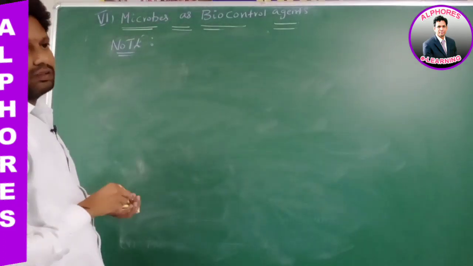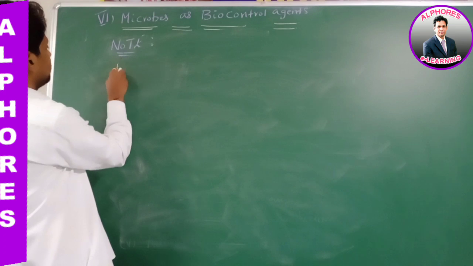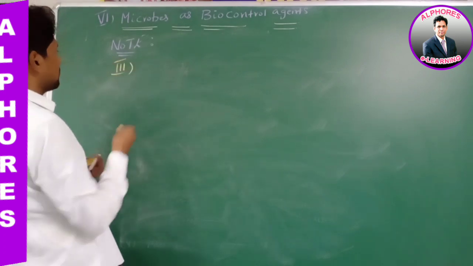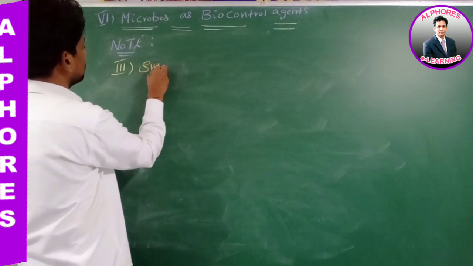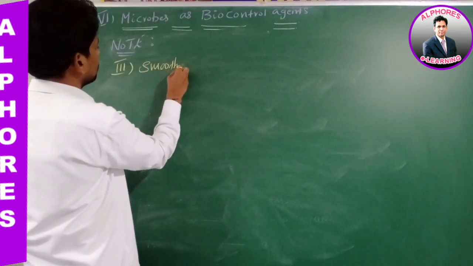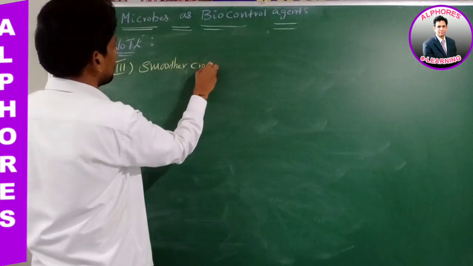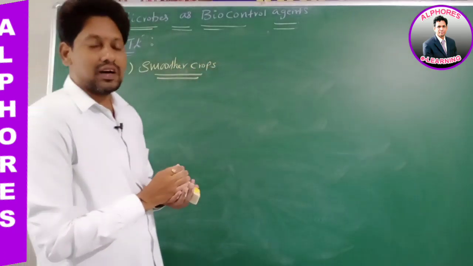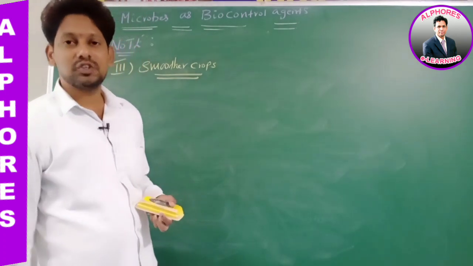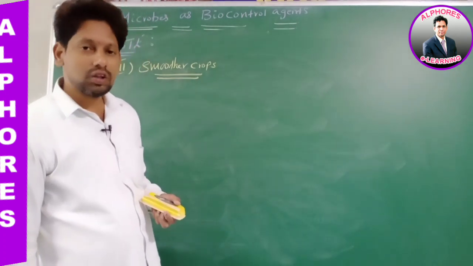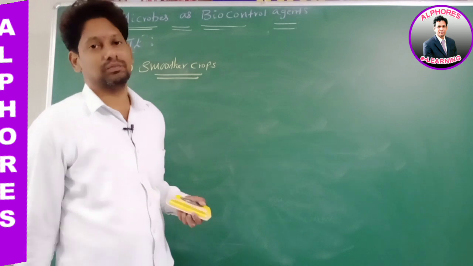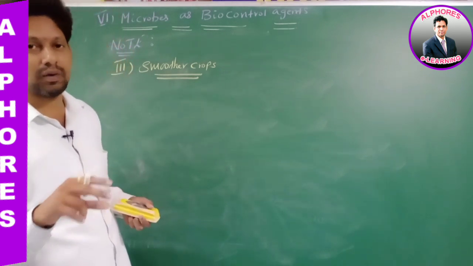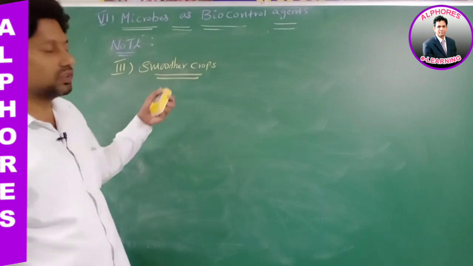Go for the third important statement, number 3: smother crops. What are these smother crops? The crops which prevent growth of weeds nearby them. These crops do not allow the weeds to grow nearby them. Such crops are called smother crops.